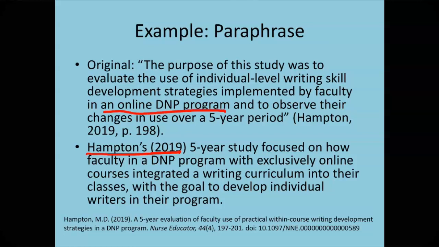Technically in APA, 5 words or more is when you have to start citing, but I think it's always good practice to put as much as possible, if not everything, into your own words. So I chose to say DNP program with exclusively online courses. So I just rephrased it a little bit to make sure that it's in my own words.